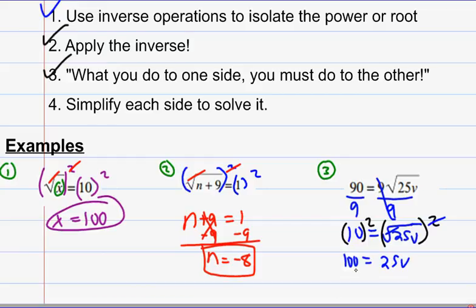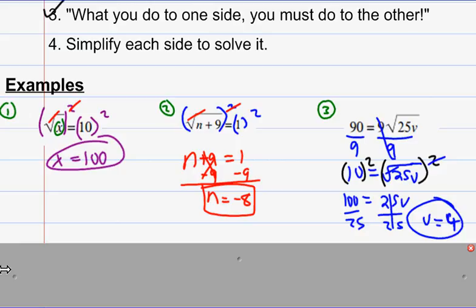And then our last step to solving this, to get v by itself, is dividing by 25 on both sides. And then v equals 4. 100 divided by 25 is 4. All right. That's all the problems I want to show you, the basic problems for solving with square roots.